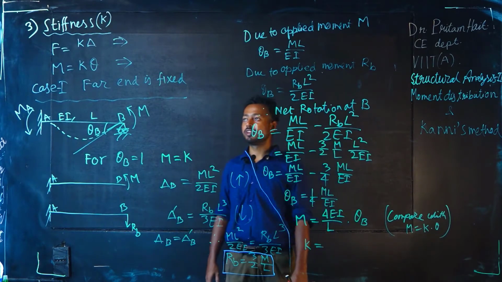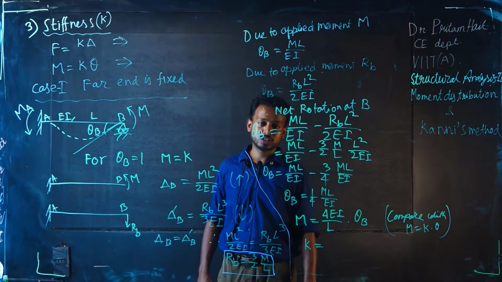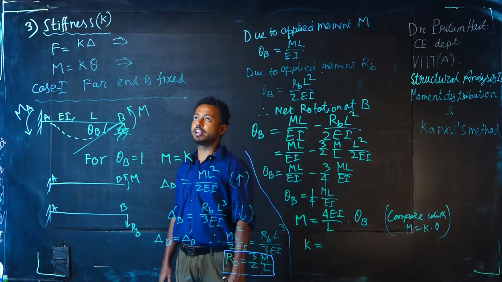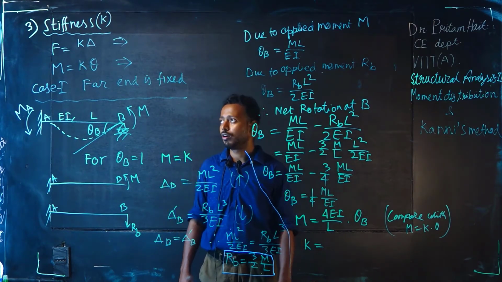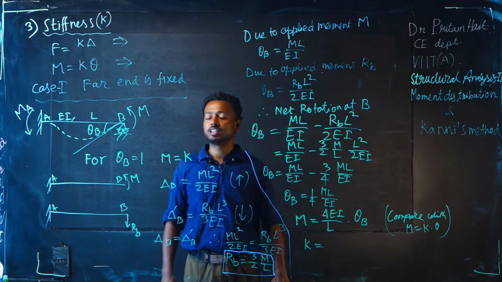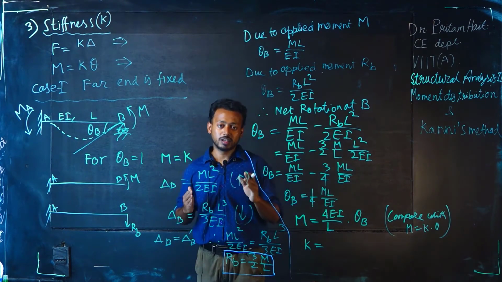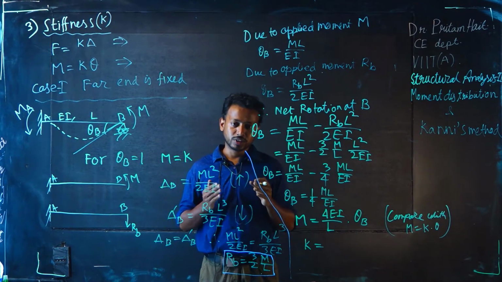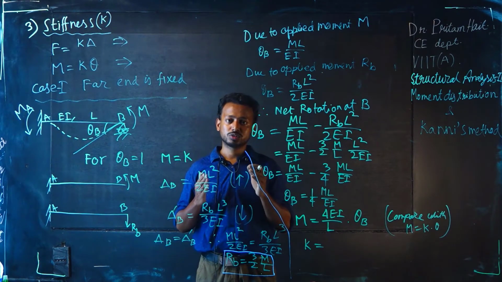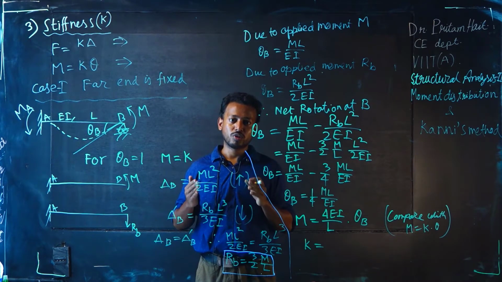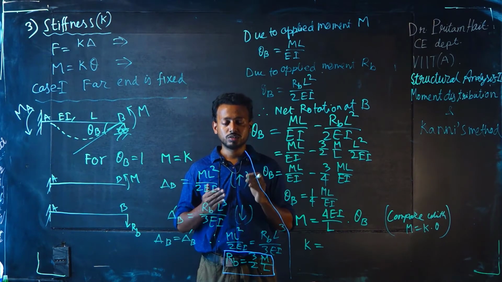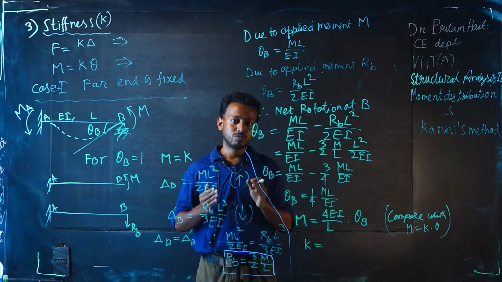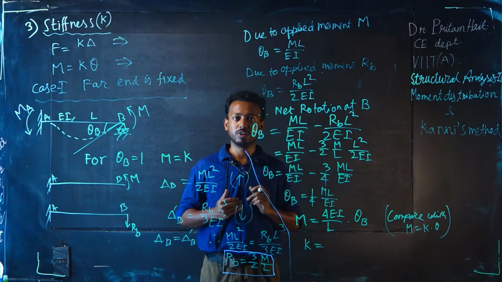So let's start the stiffness. Now first of all the question is, what is stiffness? You have seen the formula F equals K delta, or moment M equals K theta. Fundamentally we can explain the stiffness in this way: the force required for unit deformation is called stiffness, or the moment required for unit rotation is called stiffness.